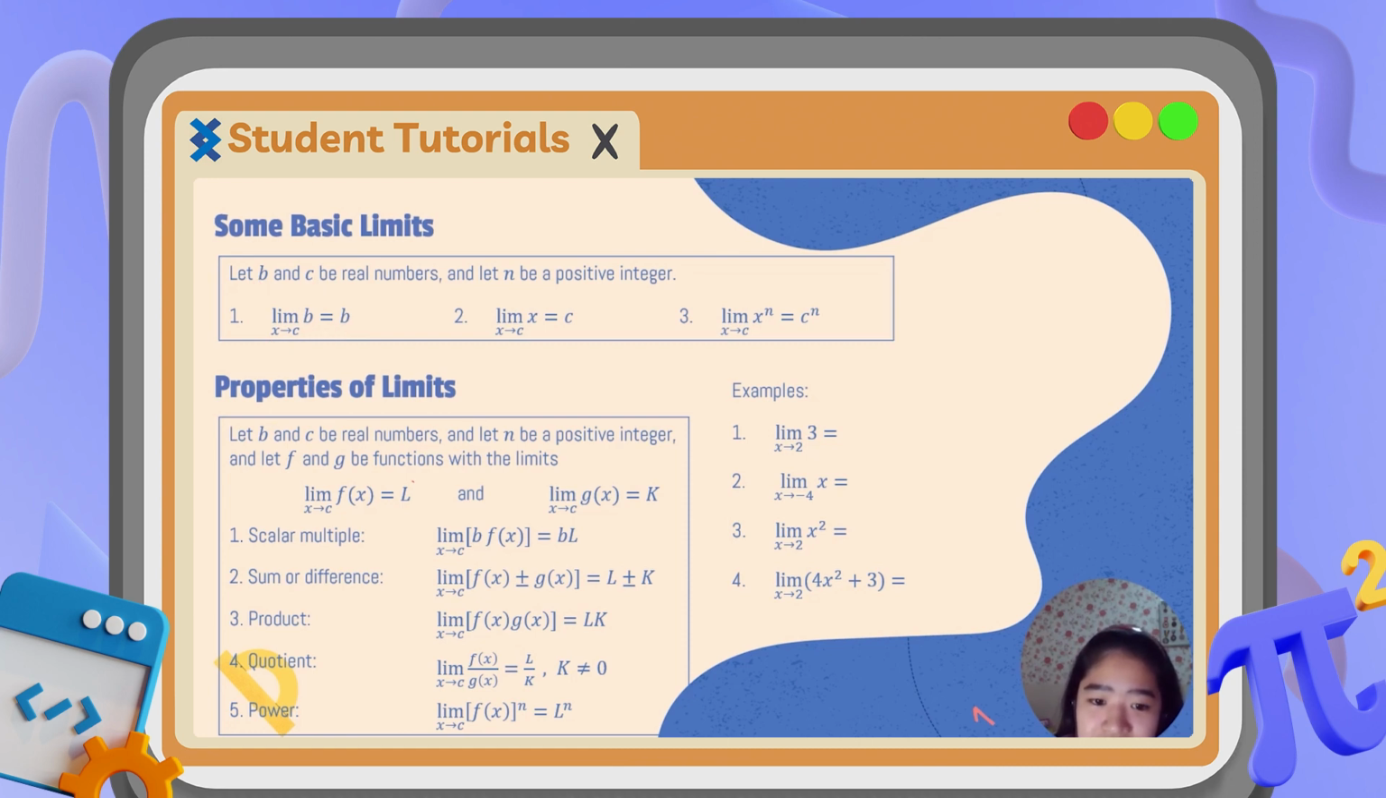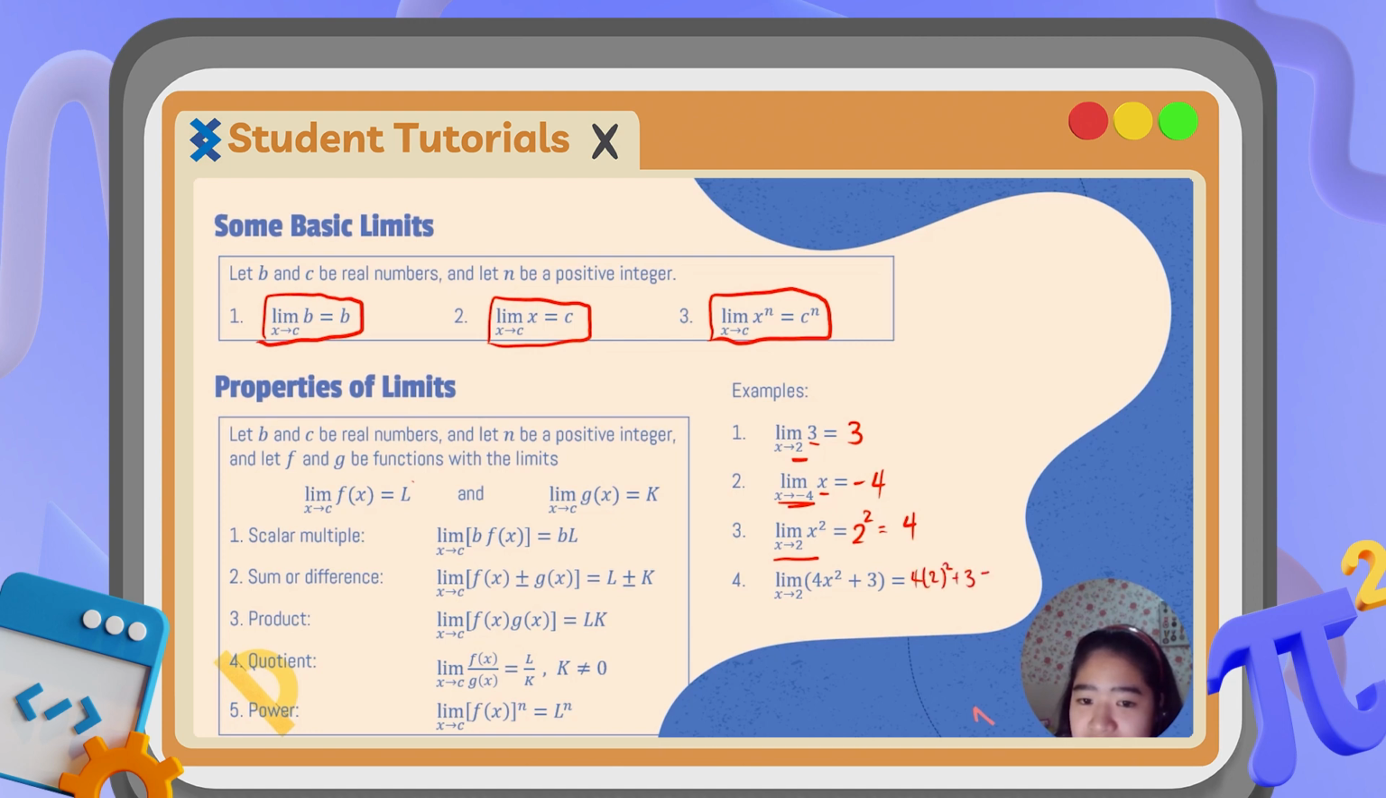So if you have the limit of 3 as x approaches 2, this is your first rule here, which is just 3. And if you have the limit of x as x approaches -4, it would just be this one, which is -4. And then here, if you have this limit, it's just this rule here, so it would be 2 squared, which is 4. And lastly, you can just substitute 2 into the expression inside, so this would be 4 times 2 squared plus 3, which is 4 times 4, 16 plus 3 equals 19.